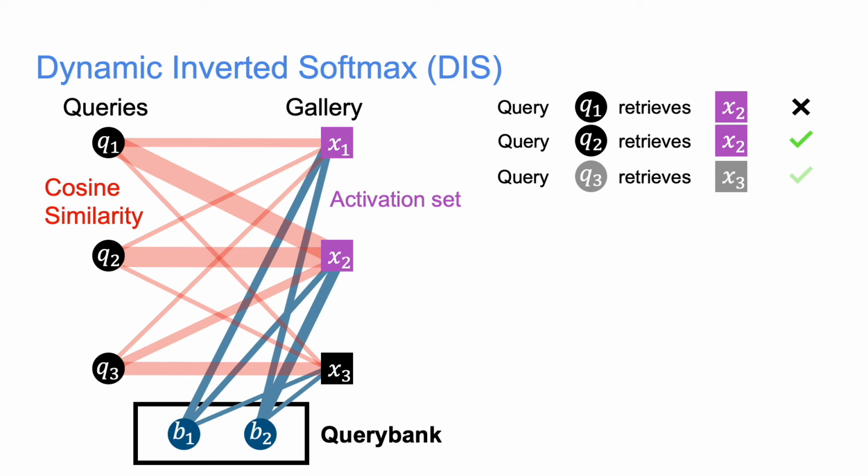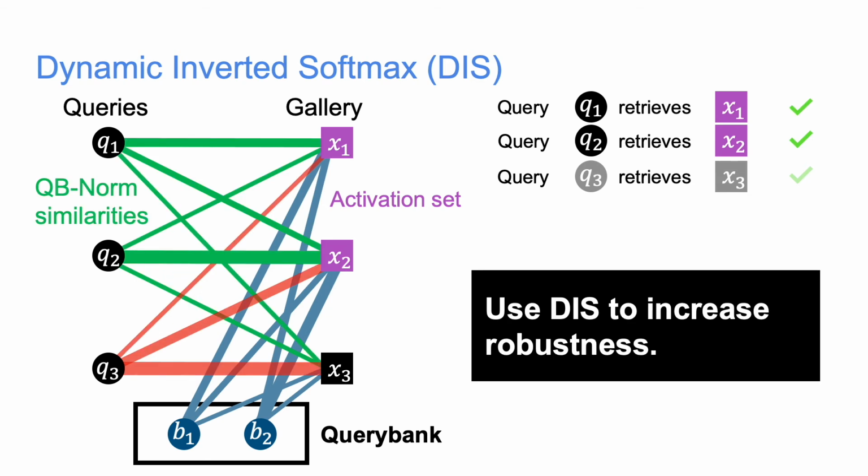Now, let's see what happens at inference. We look at which queries originally retrieved videos from the activation set. In this case, only Q1 and Q2 retrieve videos from the activation set, so we want to normalize only those similarities. In conclusion, using dynamic inverted softmax, we normalize only the similarities that retrieve videos from the activation set. Dynamic inverted softmax has an increased robustness to potential harmful query banks.